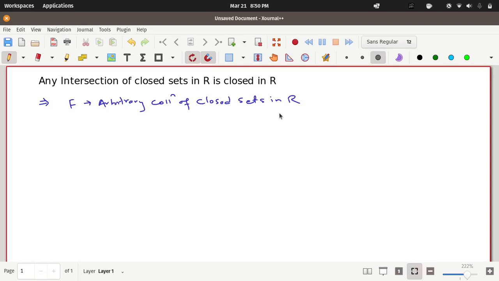Any intersection of closed sets in R is closed in R. For the proof, we consider F to be an arbitrary collection of closed sets in R, and we are going to prove that its intersection is also closed in R.